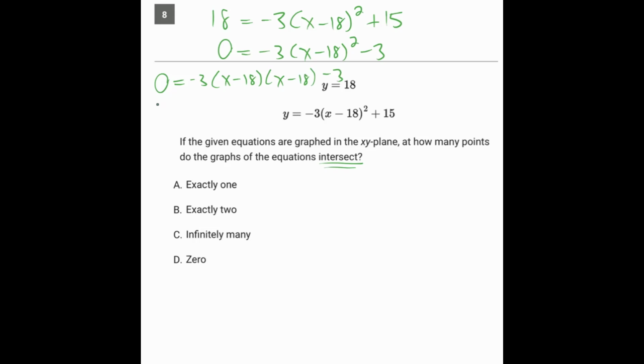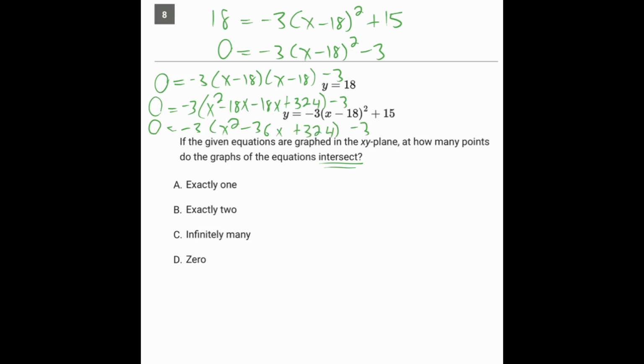That's the same as saying x minus 18 times x minus 18, and we can FOIL that. 0 equals negative 3 times x squared, outer minus 18x, inner minus 18x, and 18 times 18, negative times negative is a positive, and that gives you 324. Still minus 3. Combine like terms first: minus 3 times x squared minus 36x plus 324, minus 3.